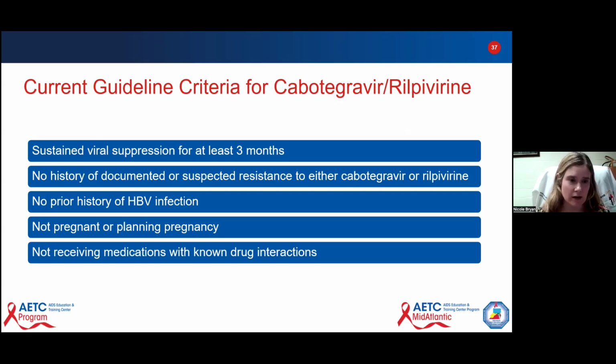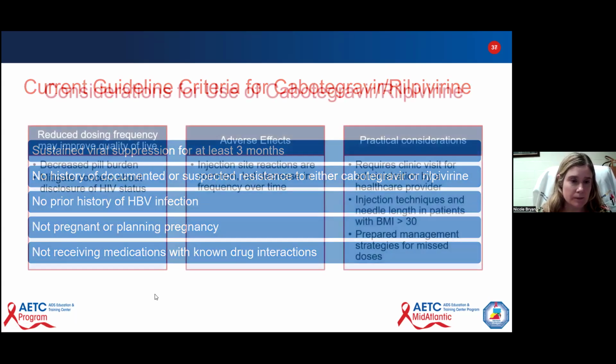So just want you to be aware of that. It may change as we get more data. No, they can't have any suspected or known resistance to either agent, no history of hepatitis B, not currently approved for pregnancy, and then not receiving anything that would have a known drug interaction.